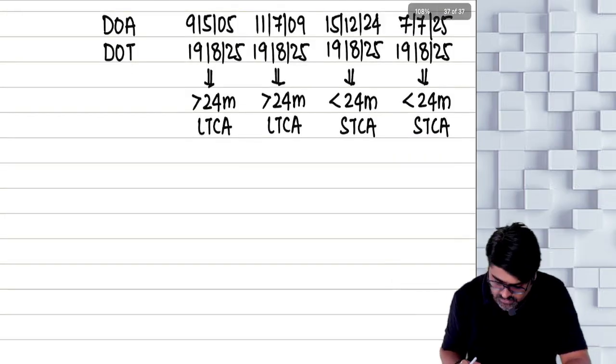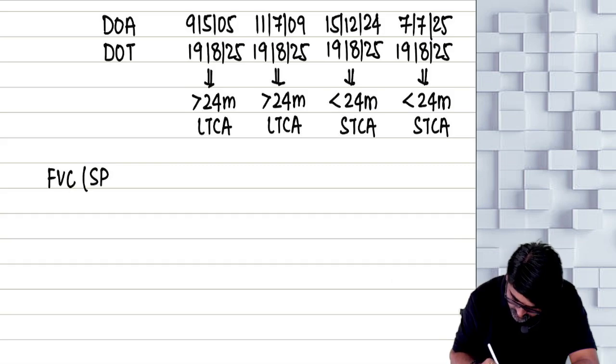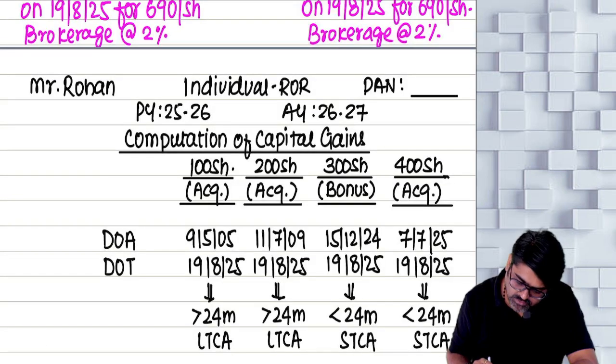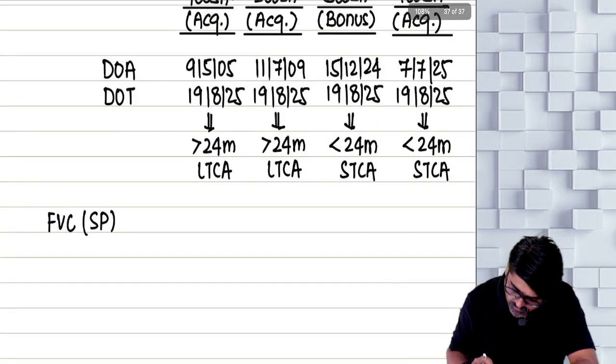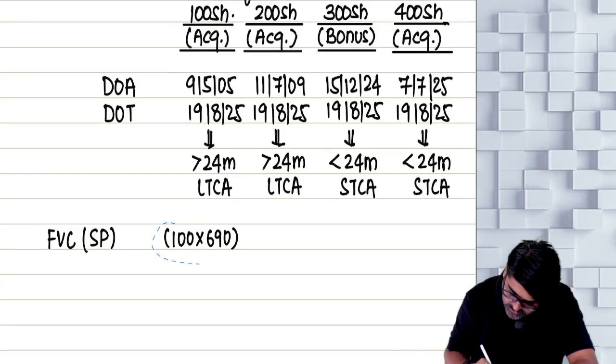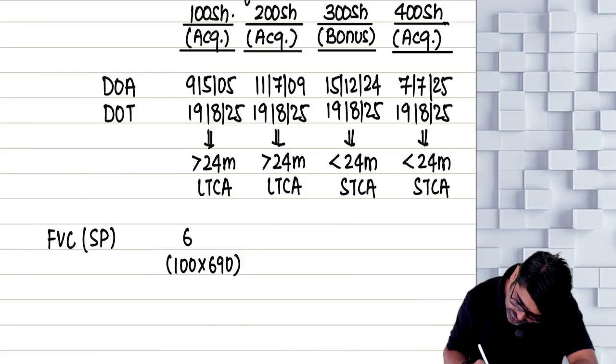Now I am going to calculate the long term gain for the first two and then short term for the last two. So what is the full value of consideration? Nothing but selling price. So selling price is how much? 690, no? So 100 shares into 690 will be 69,000.